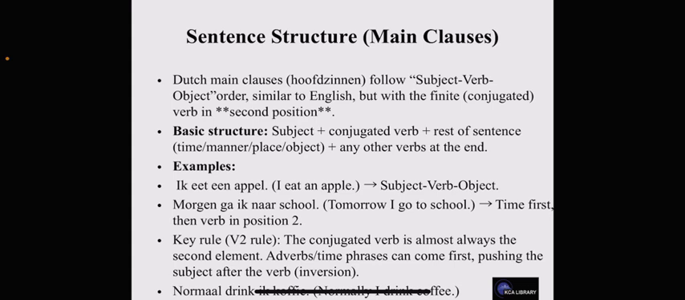Key rule, V2 rule. The conjugated verb is almost always the second element. Adverbs or time phrases can come first, pushing the subject after the verb, inversion. Normaal drink ik koffie. Normally I drink coffee.